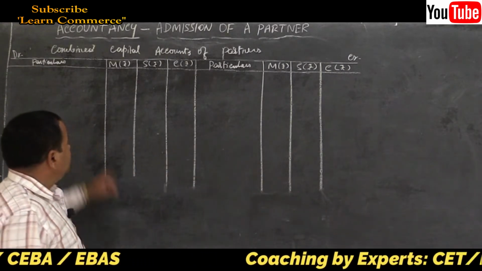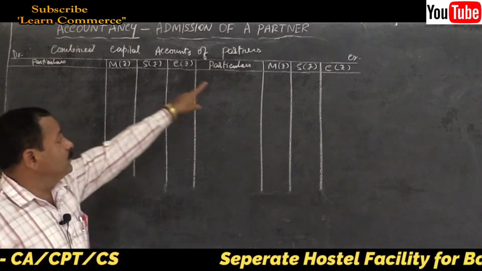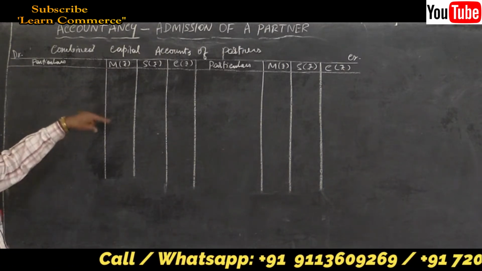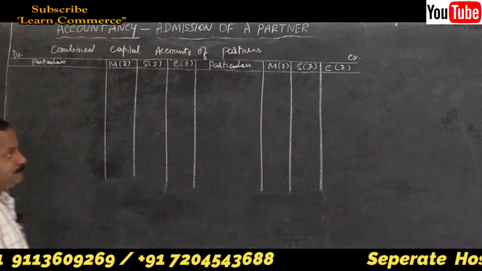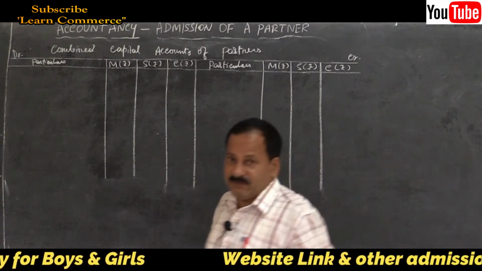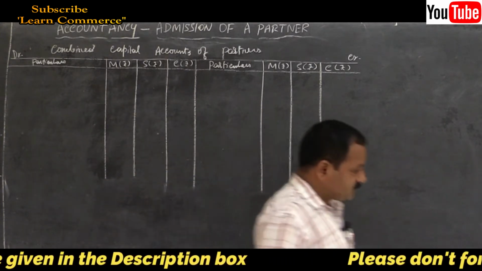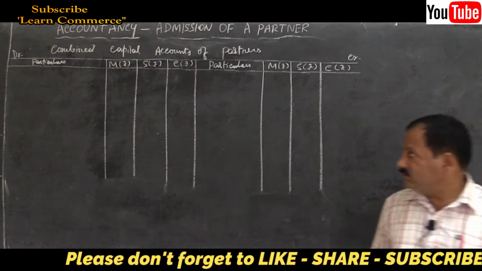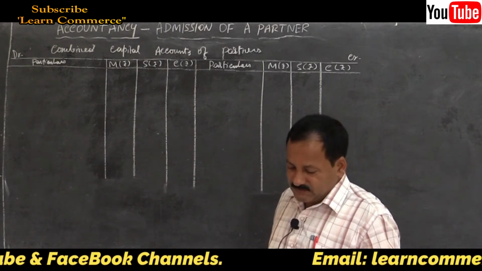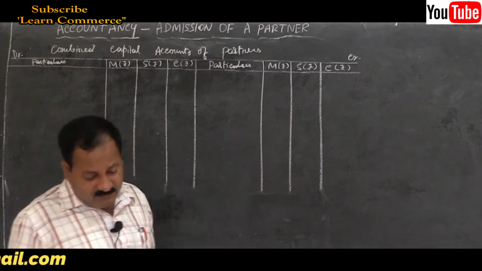I already drafted the columns, so draw the columns. Combined capital accounts of partners, particulars, Mahendra, Surendra and Chandra in rupees. On either side, write debit and credit, very important. Do it fast. Yes, let us start with the opening balance. Refer problem.